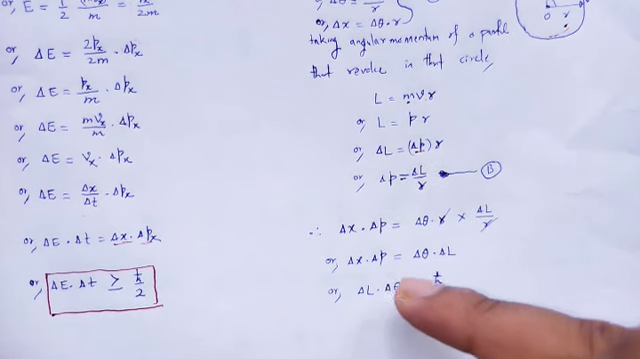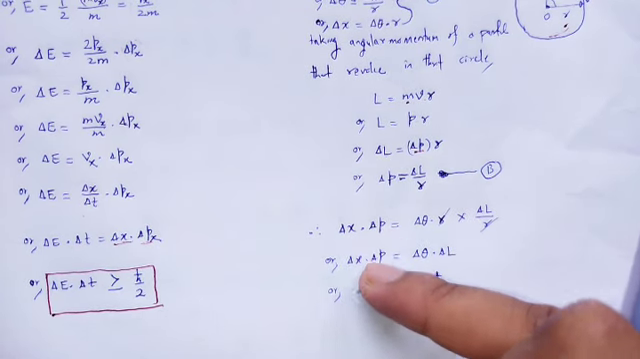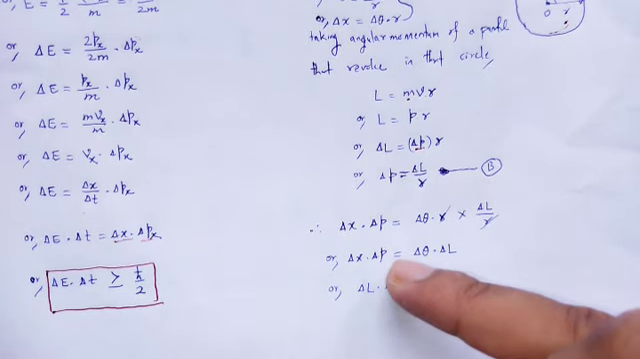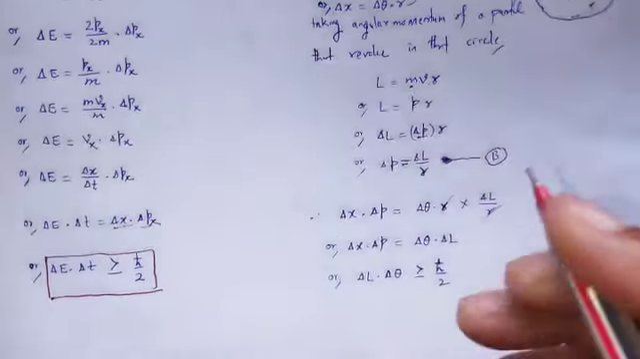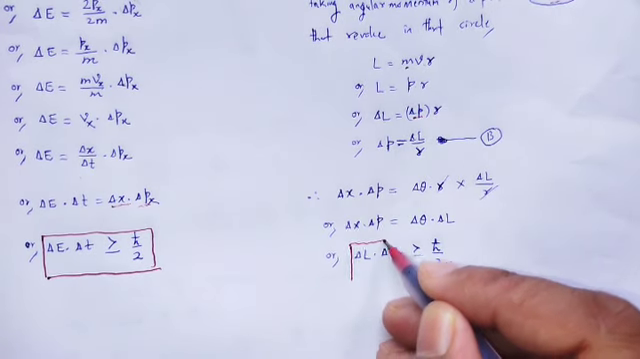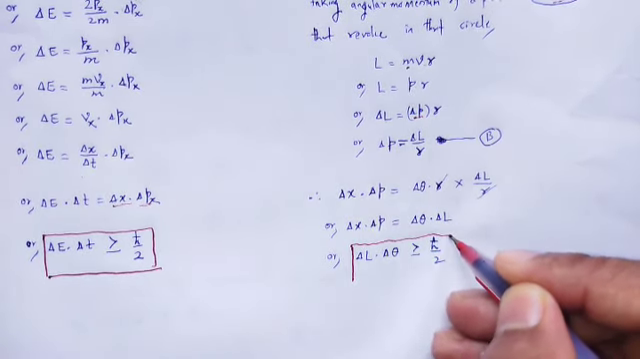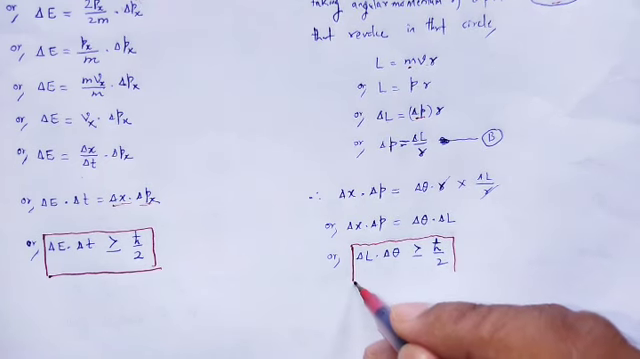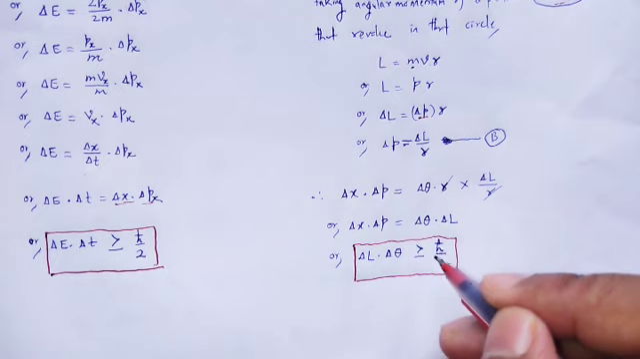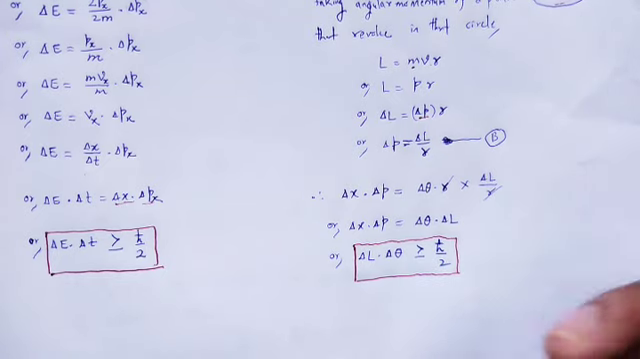As we know the value of del x and del p from Heisenberg's uncertainty principle, that value is put in. Therefore finally we obtain the uncertainty in angular momentum into angular displacement is greater than or equal to h cut by 2. These are another two pairs of uncertainty.